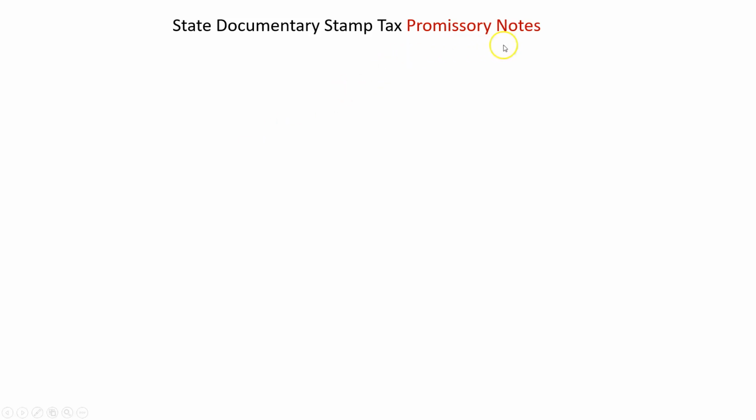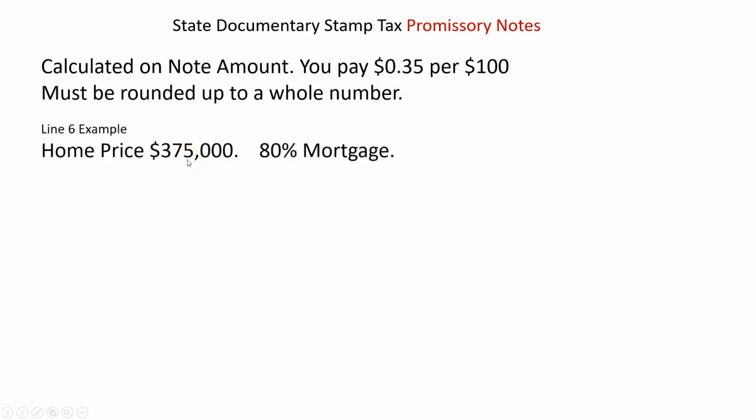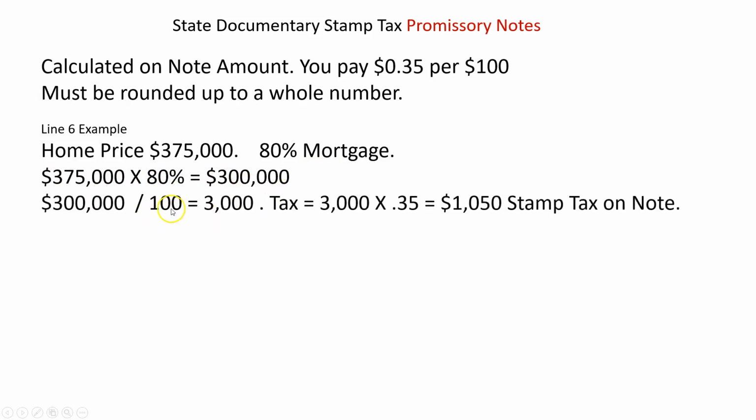We have also promissory notes, the IOU. Remember, a mortgage comes in two pieces, the note and the mortgage document. On the note amount, on all notes, you pay 35 cents per 100. There's an example. The question says what the home price is, doesn't tell us what the mortgage amount is. So therefore, what we will do is we will work out the mortgage amount first of all. Multiply by 80% comes to 300,000. Then we'll do the division by 100. And that comes out to a whole number, therefore we just multiply that by 0.35 and we come to the stamp tax on the note.